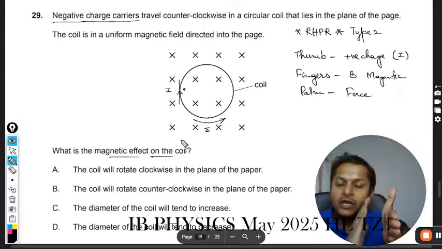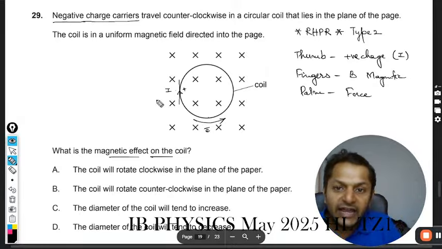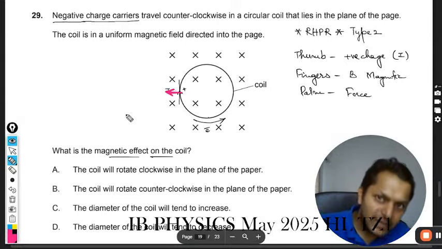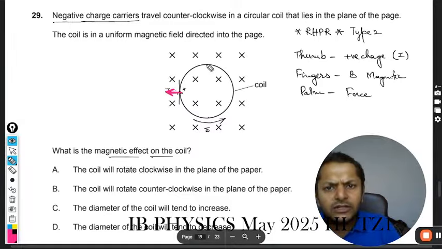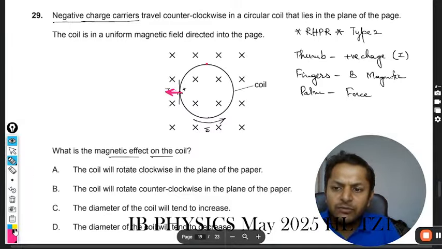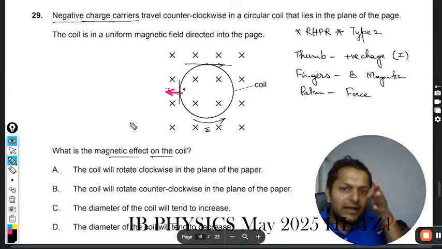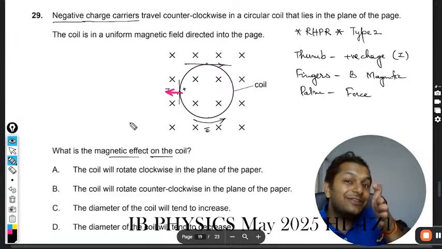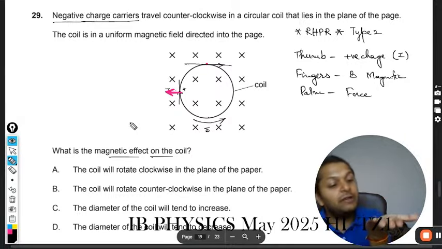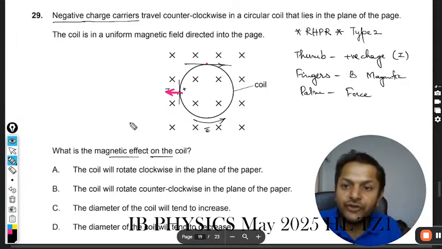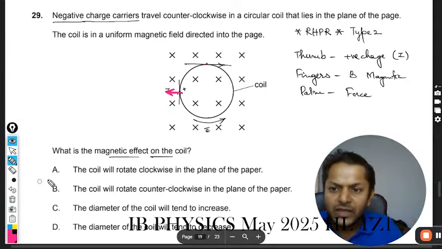Where is my palm looking? My palm is looking towards the left hand side. It means that this wire is experiencing a force in this direction. Clear? But what about this point? Let's say the current will be moving in this direction here. The magnetic field is into the page and the current is towards the right hand side, and my palm is now directed in the upward direction. It means that this part is going up.